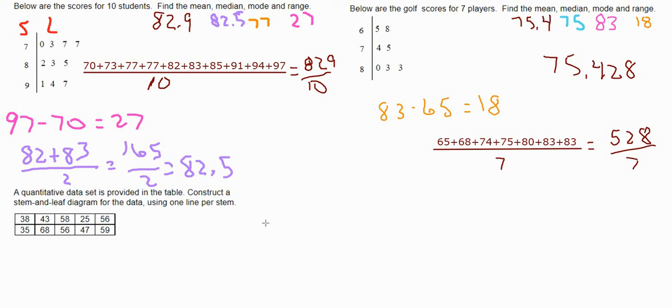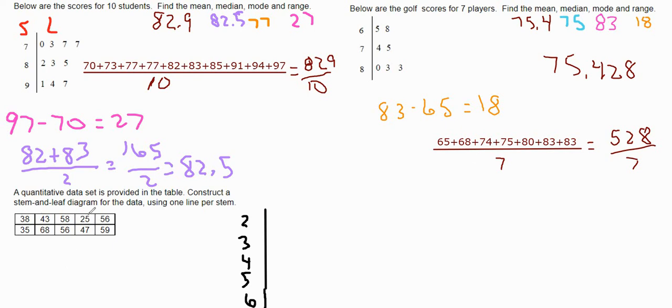On to the last question, we're going to make a stem and leaf plot. So the first thing I want to do is look at the first digits. So I have a 3, a 4, a 5, and a 2. There's nothing else. So it's somewhere between 20 and 60. Actually, there's a 6 there. So on the stem side, I need to have a 2, a 3, a 4, a 5, and a 6.